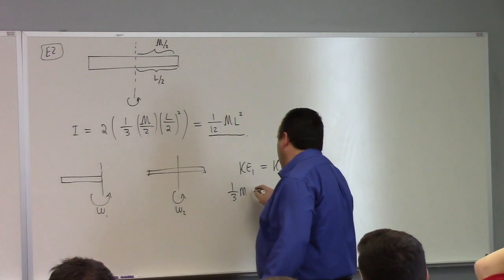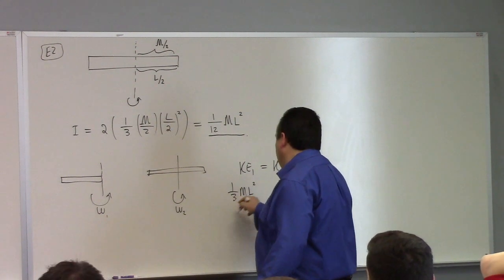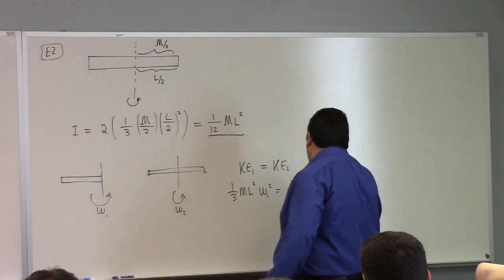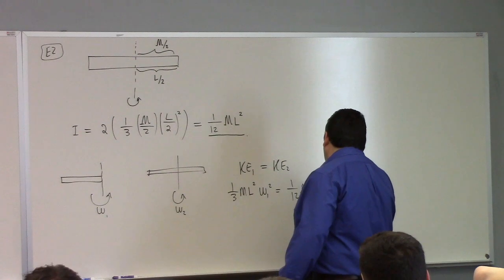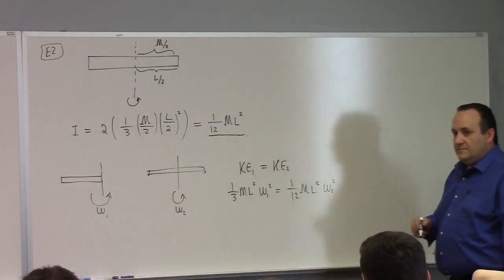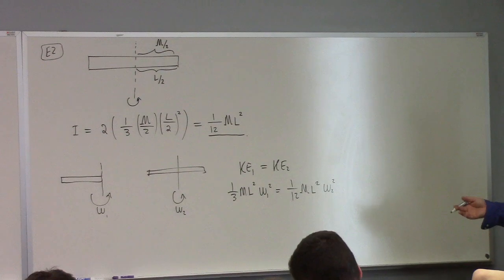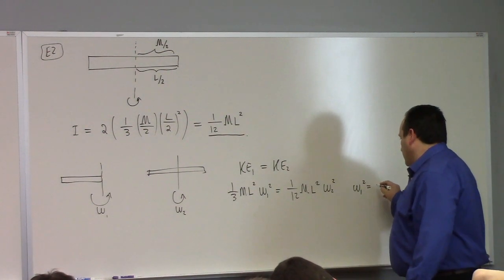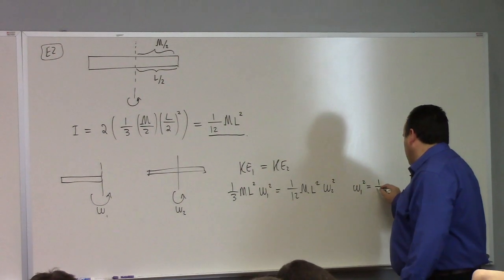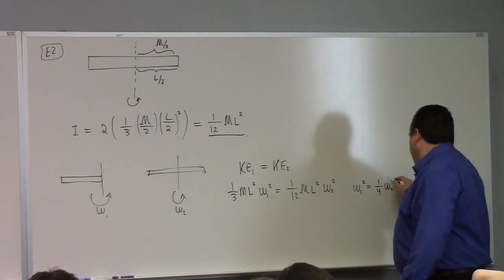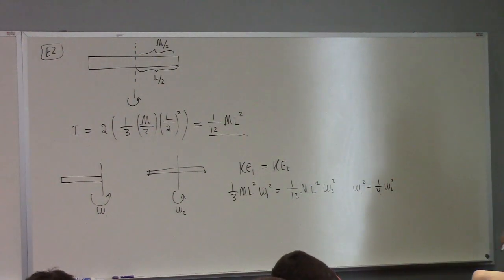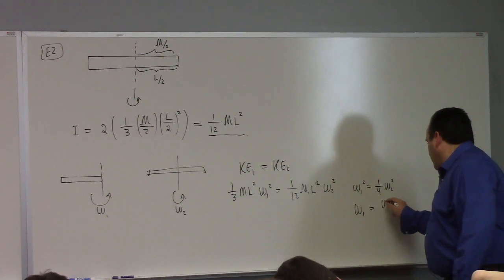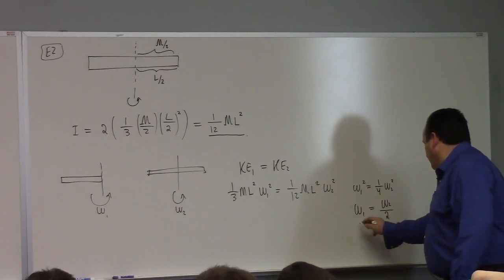Well, the same mass. So we have 1/3 m l squared omega 1 squared is 1/12 m l squared omega 2 squared. That's the relation, right? So the m's and the l's cancel, and what you get is that omega 1 squared is 1/4 omega 2 squared, which tells me that omega 1 can just be equal to omega 2 divided by 2.